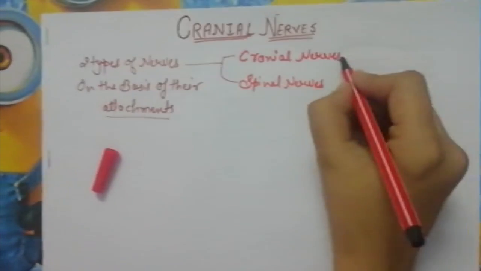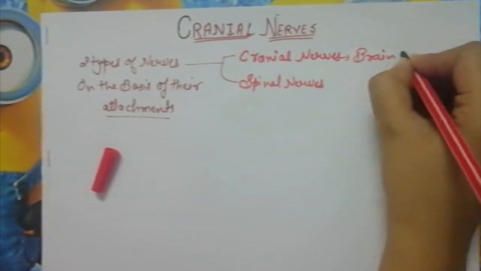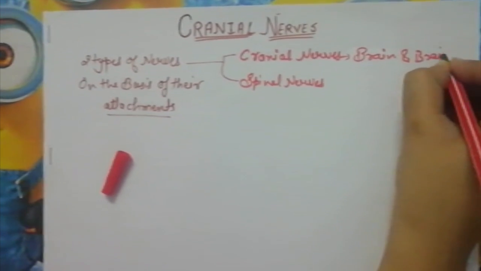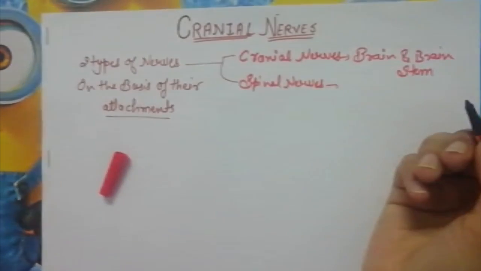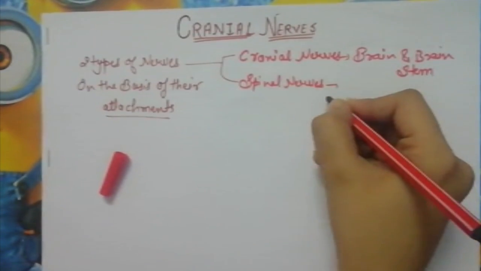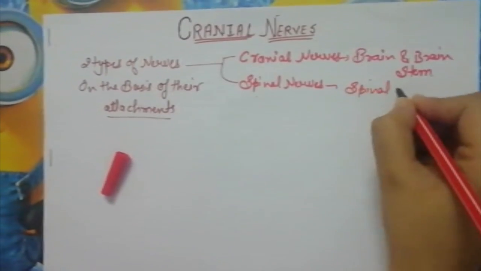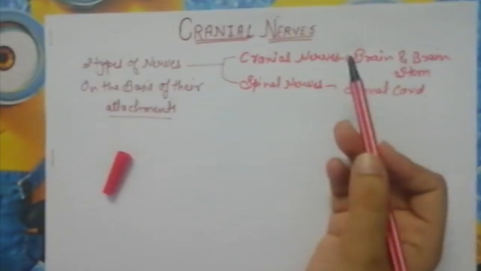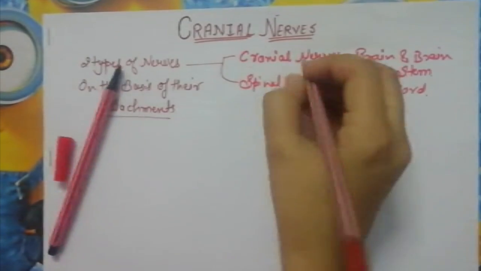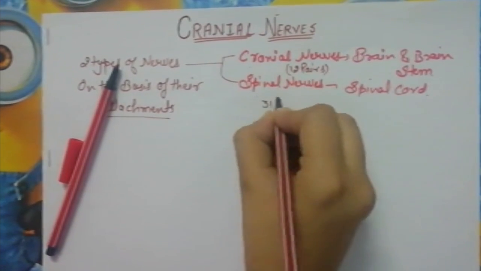The cranial nerves are attached to the brain and brain stem. And spinal nerves are called spinal nerves because, as the name indicates, they are attached to the spinal cord. The cranial nerves are 12 pairs, of course, we all know this, and spinal nerves are 31 pairs.